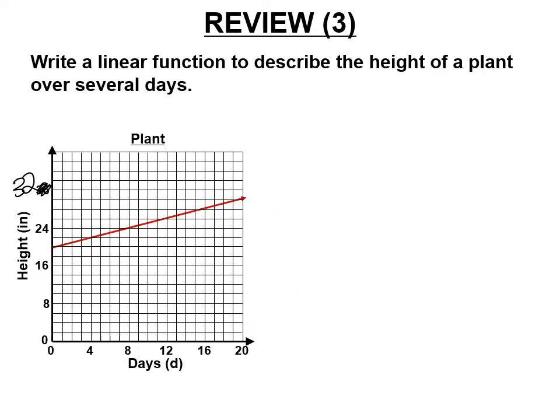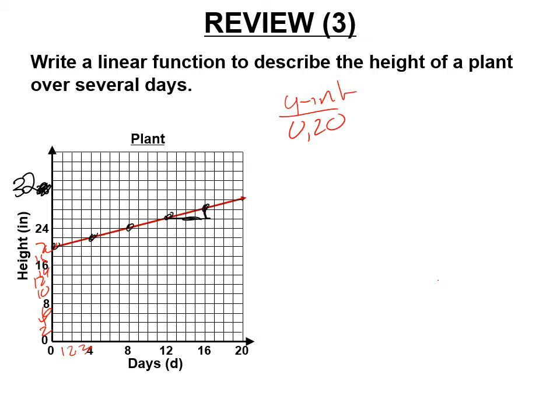Okay, write a linear function to describe the height of a plant over several days. All right, so let's look at the scale. 1, 2, 3. Oh, but this is going up by 2s. All right, so that is 20 there. So the y-intercept here is 0, 20. Now let's do the slope. So the slope, there's a good intersection. Remember, you want to do more than just 2 points so you can see the pattern, right? I have an equally distant pattern.